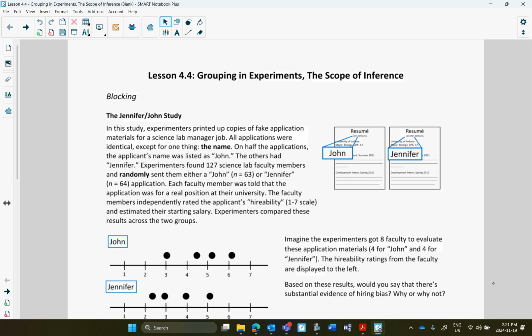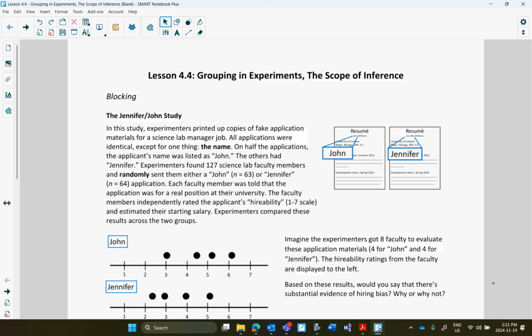Okay. All right. And why do we do random assignment? Because we want our groups to be as roughly similar as possible. Because if there's too much variation in the groups, we won't be able to tell if a treatment works or doesn't work. So we want to account for that variation.